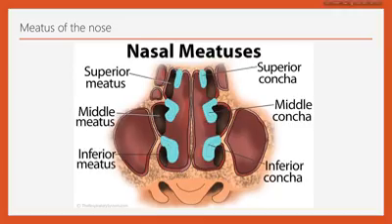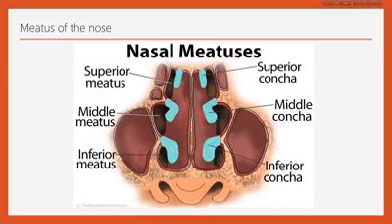Now let's study the meatus of the nose. The meatus of the nose are passages beneath the overhanging concha. Each meatus communicates freely with the nasal cavity. Now there are some structures, students, that open in the meatus of the nose, and you must know these structures. In the inferior meatus, opening of the nasolacrimal duct occurs.